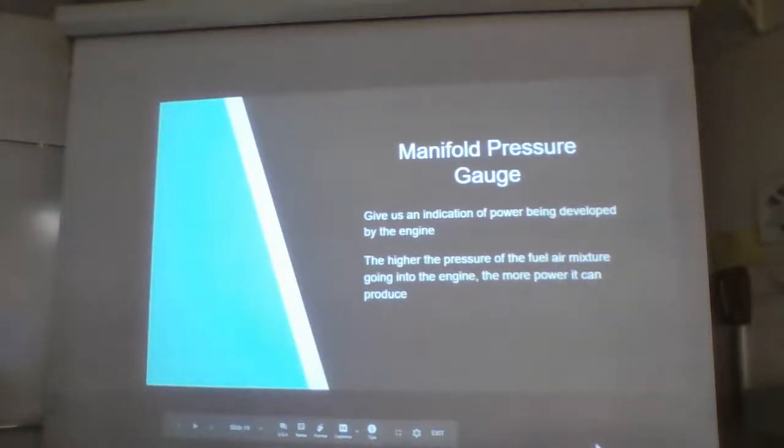Okay, so the manifold pressure gauge gives us an indication of power being developed by the engine. The higher the pressure of the fuel-air mixture going into the engine, the more power it can produce.